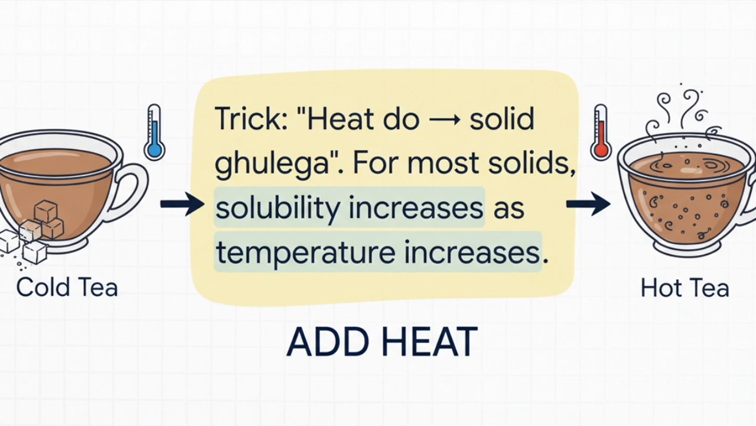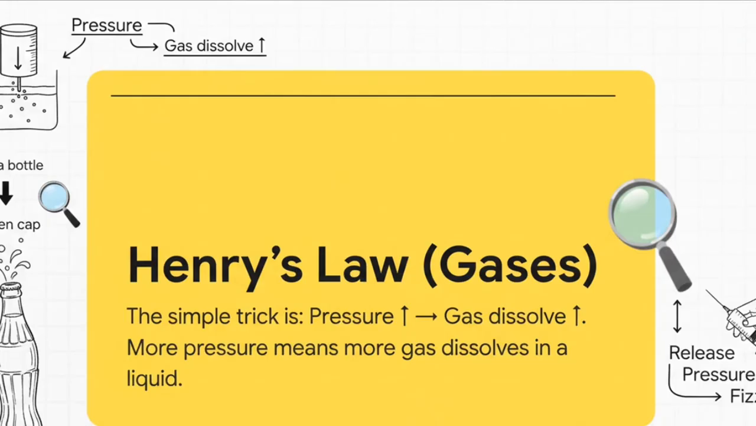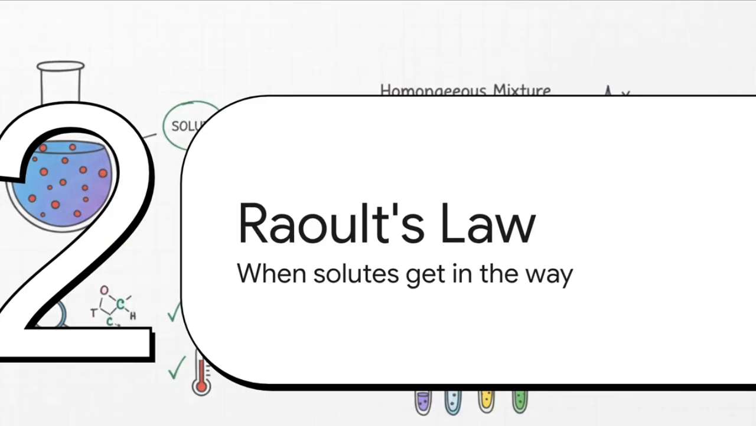It's pretty intuitive. Now for gases, it's all about Henry's law. And the trick here is even easier. Crank up the pressure and more gas will dissolve. That's it. The partial pressure of the gas is directly proportional to how much of it dissolves. All right, let's move on to vapor pressure and the super important Raoult's law. This one's all about what happens when solutes kind of get in the way.